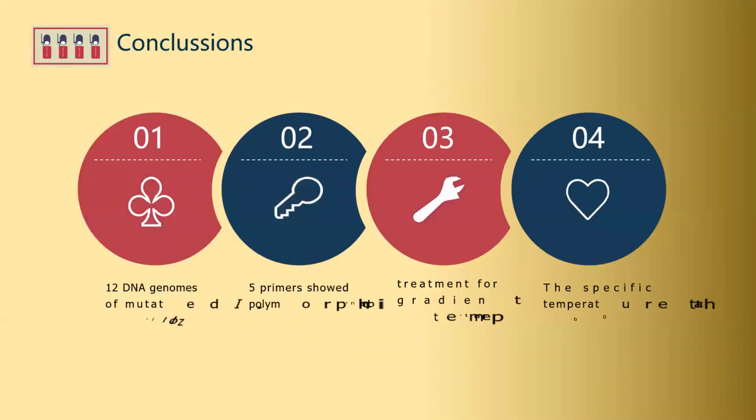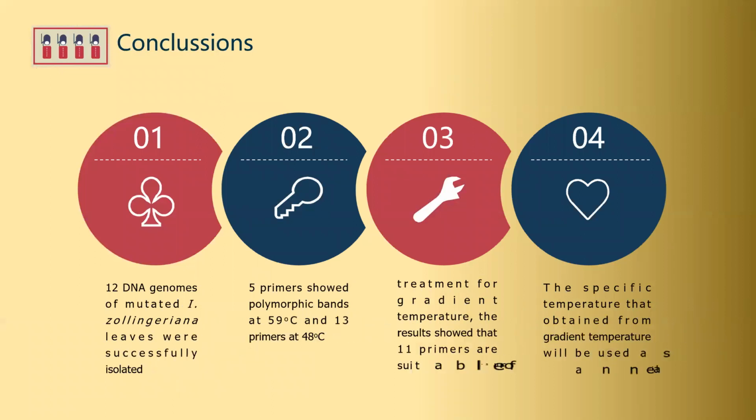The conclusion of our research shows that 12 DNA genomes of mutated Indigofera zollingeriana leaves were successfully isolated. 5 primers show polymorphic bands at 59 degrees and 13 primers at 48 degrees. After gradient temperature treatment, the results show that 11 primers are suitable for use in further DNA profiling. The specific temperature obtained from the gradient temperature will be used as the annealing temperature for the next PCR.